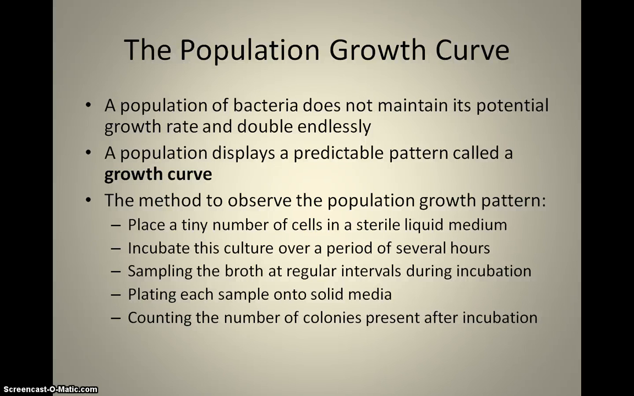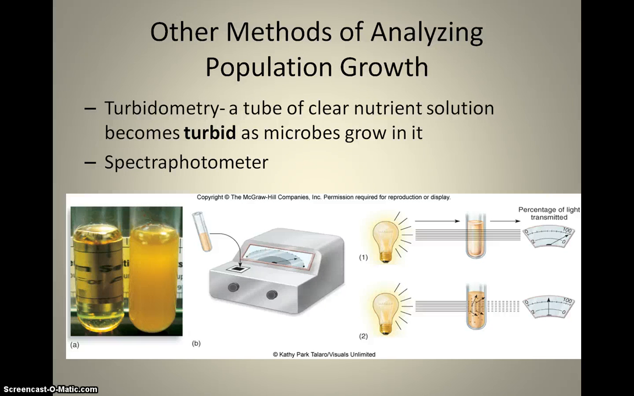This is typically done by placing a small amount of bacteria aseptically into a tube or a broth of some sort, allowing it to grow under favorable conditions, and at certain time intervals during the incubation period, counting the number of bacteria that are present. Now, there are lots of different ways to count bacteria. One of the most common methods is spectrophotometry, which is basically measuring the turbidity of a broth.